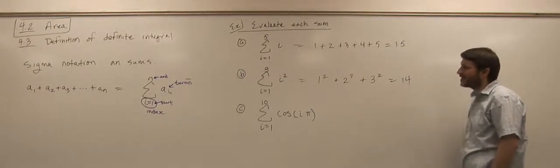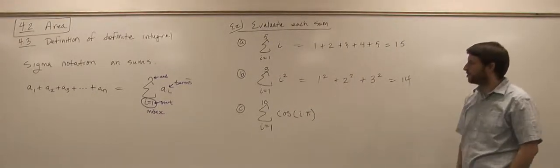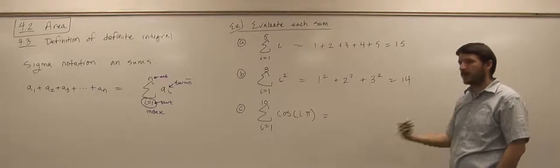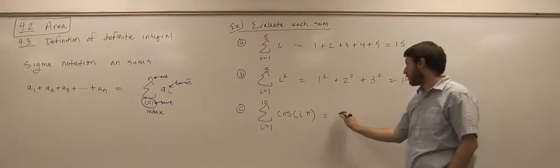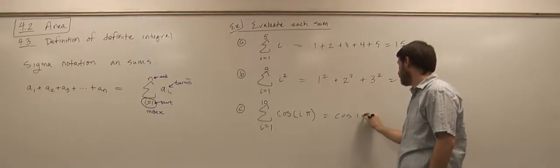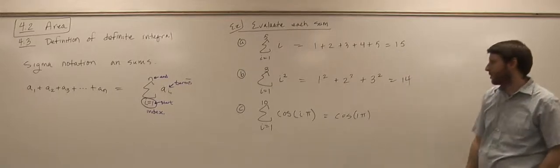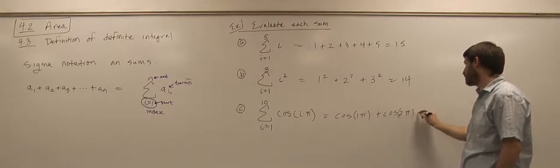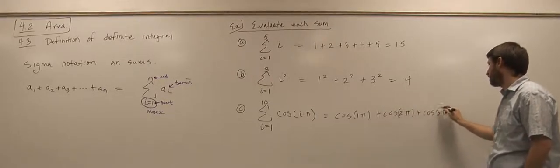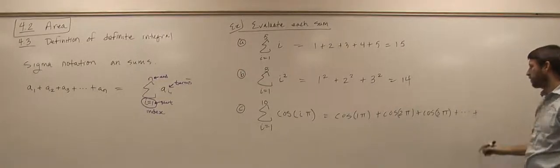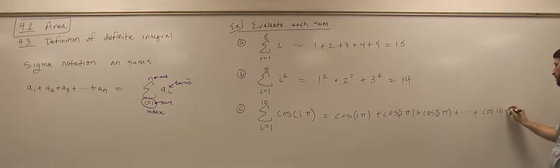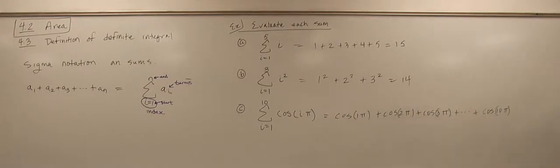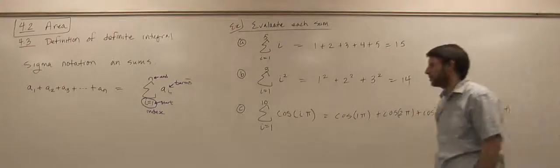Sum from 1 to 10 of cosine of i pi. So if you write out what this means, you plug in 1, cosine 1 pi, plus cos 2 pi, plug in 2, plus cos 3 pi, and you keep going, all the way until you get to 10 pi. Just continue on in this pattern. Stop at 10, start at 1.